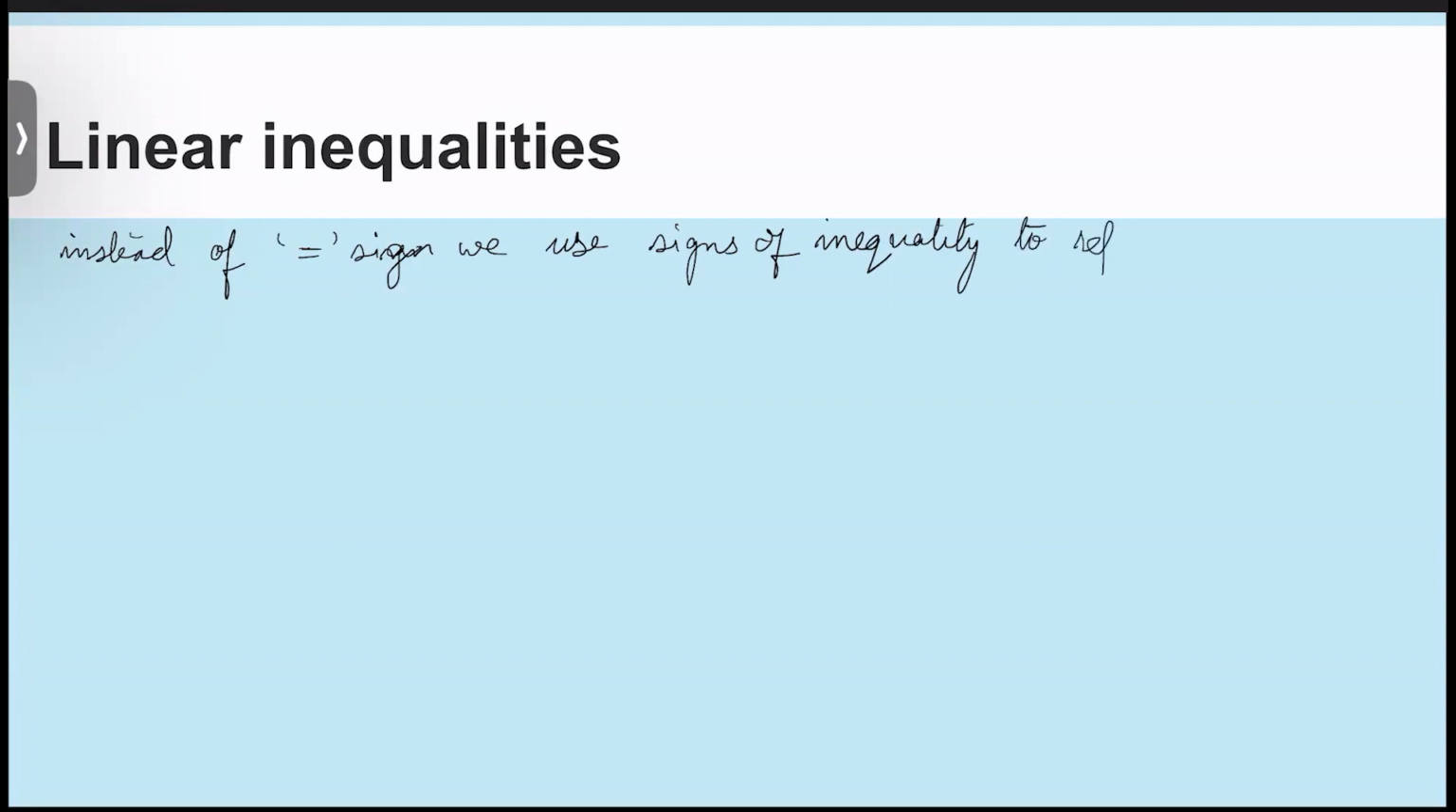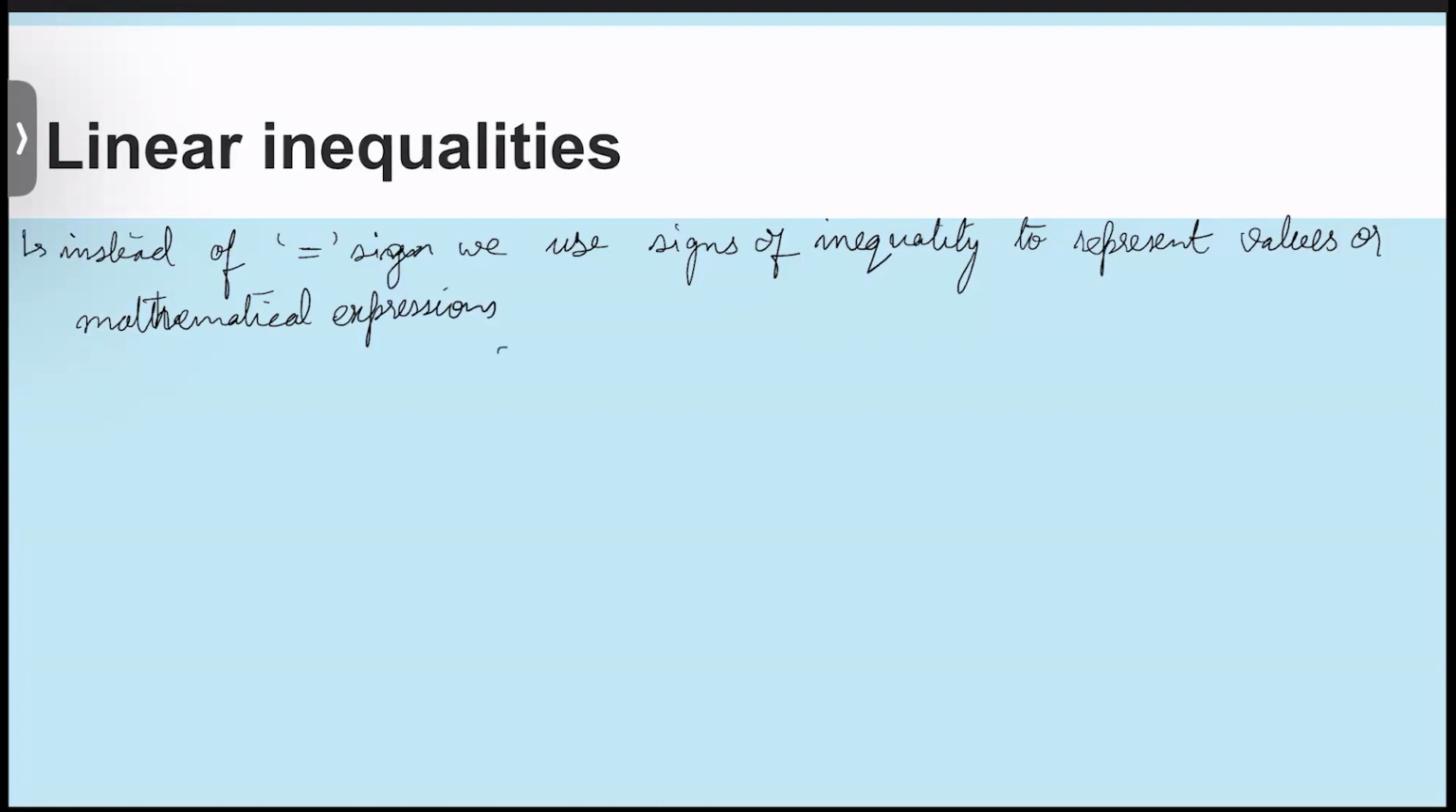Okay, so linear inequalities are a type of expression, but instead of an equal to sign, we use signs of inequality to represent values or mathematical expressions. Okay, so these are linear inequalities.